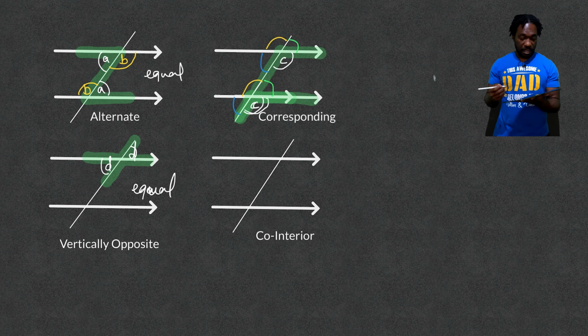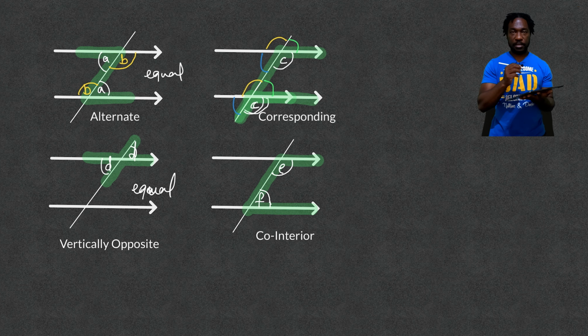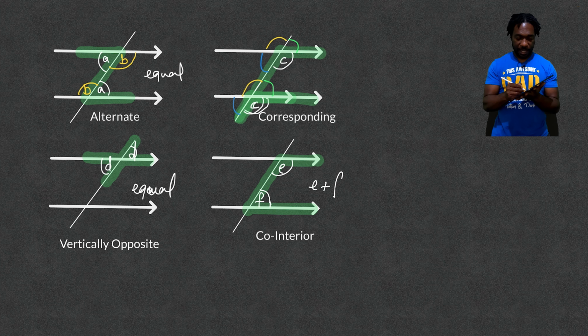And finally, we've got our co-interior angles. Now for our co-interior angles, going back to primary school, they might have said to you, look for this C shape here. And when you look for that C shape, you're actually looking for the angle in there and the angle in there. I'm going to call them E and F. Now for co-interior angles, those angles add up to 180 degrees. So E plus F equals 180 degrees. So they're not equal to each other this time.